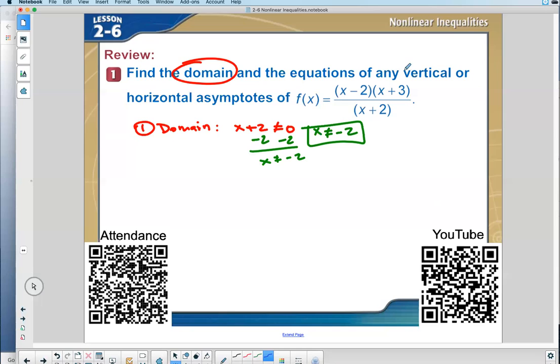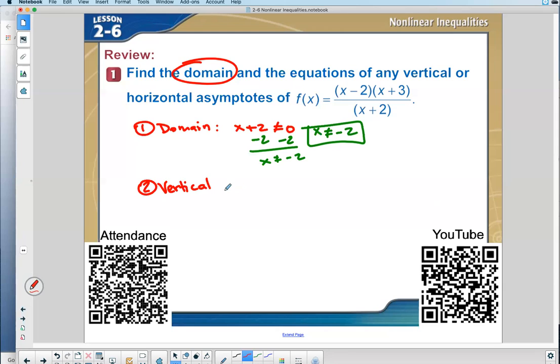What makes a vertical asymptote is if you can't cancel it. Or, sorry, what makes a hole is if you can cancel it. If it cannot cancel, it's a vertical asymptote. Can that x plus 2 cancel with anything in the numerator? Does it cancel? Is x minus 2 the same thing as x plus 2? Same or different? Different. So does it cancel? No. So number 2, you call it a vertical asymptote.